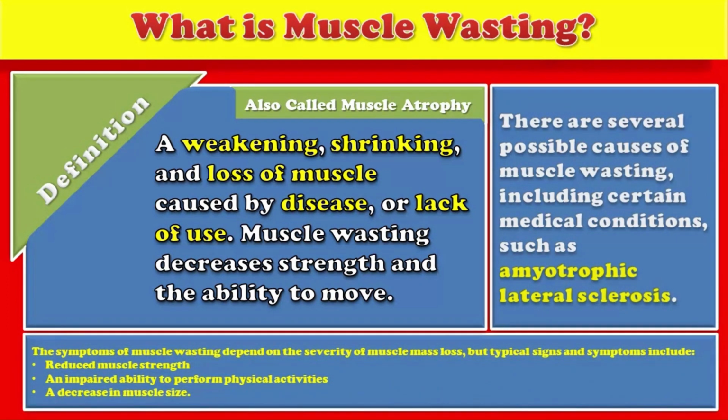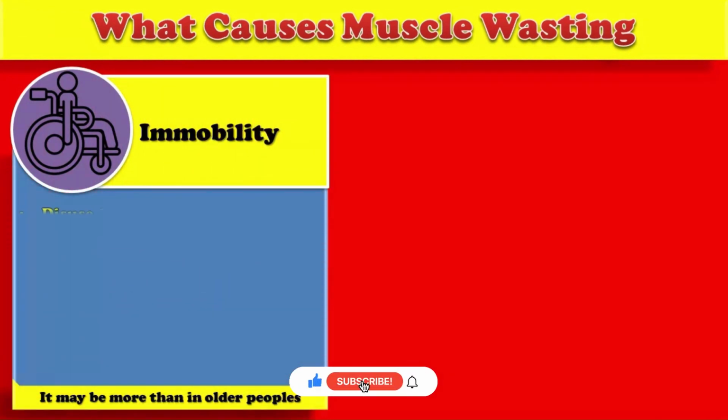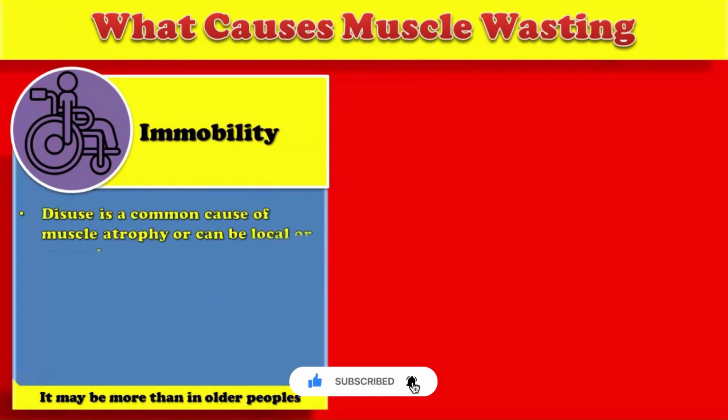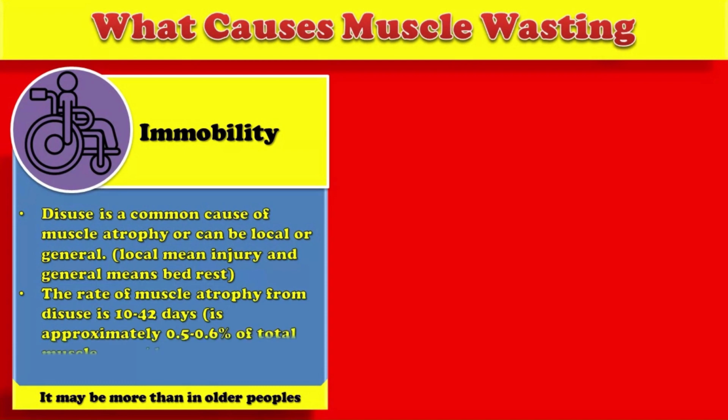You know what muscle wasting is, now you will know what the causes of muscle wasting can be. The main cause of this disease is immobility, that is, people who cannot feel movement in a specific part of the body or sometimes in the whole body due to an accident or disease. The duration of the effect of this disease is from 10 to 42 days.